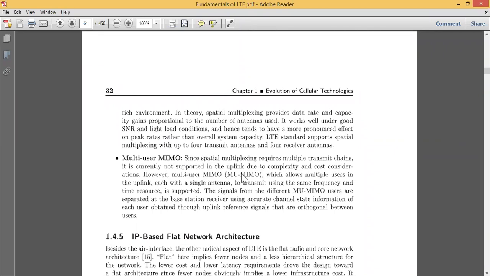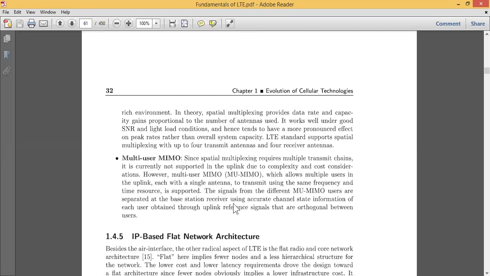However, MIMO systems allow multiple users in the uplink, each with a single antenna. It means I can have one antenna at the transmitter but multiple antennas at the receiver side. So this also comes under MU-MIMO systems, where users transmit on the same frequency, but they are all separated at the base station receiver, at the tower side.